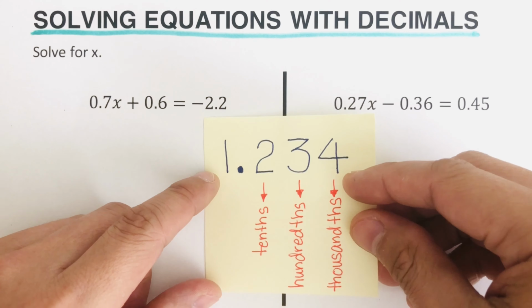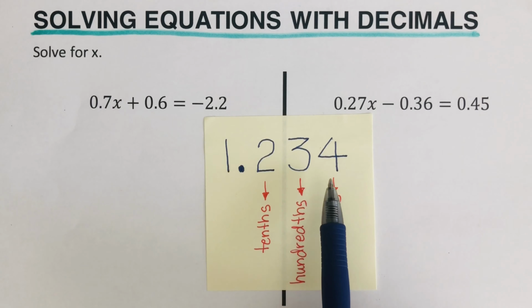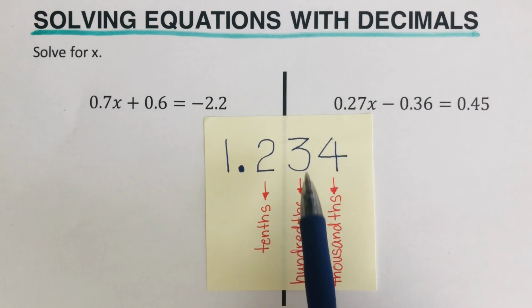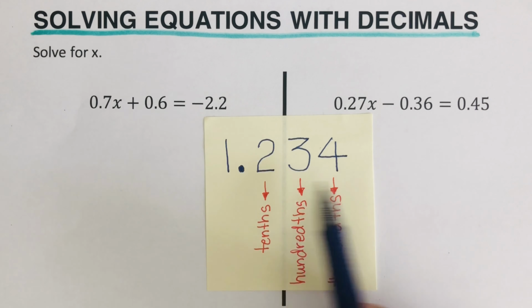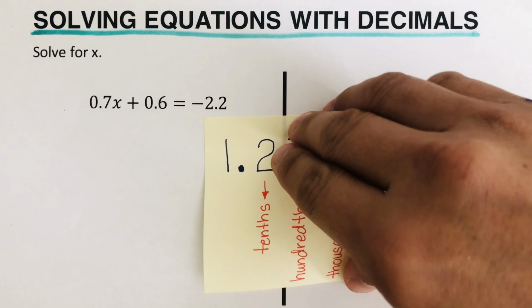So if we have here this number 1.234, this 2 right here is in the tenths place, 3 is in the hundredths place, 4 is in the thousandths place. Then if there are still some more numbers here, that's going to be ten-thousandths and so on. So we're going to use this place value in order to change these decimals into whole numbers. So let's take the first example here.